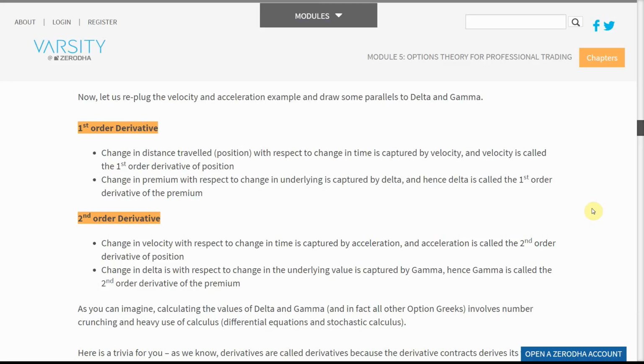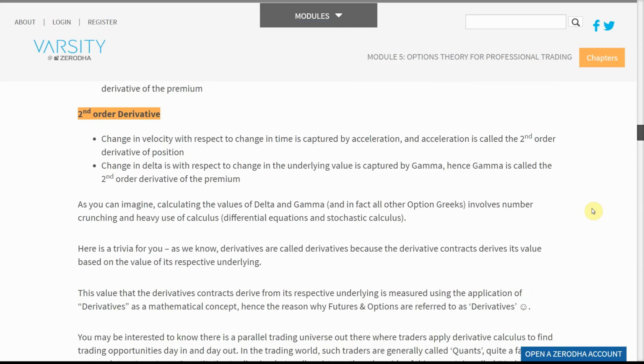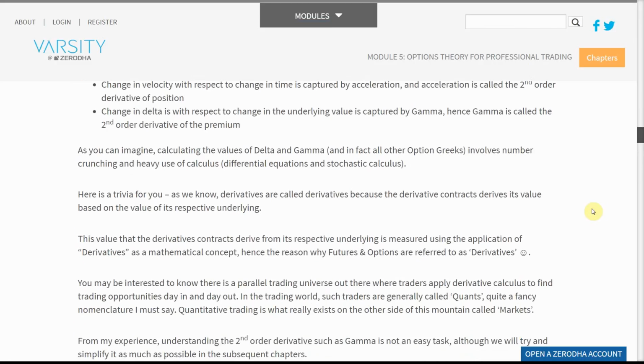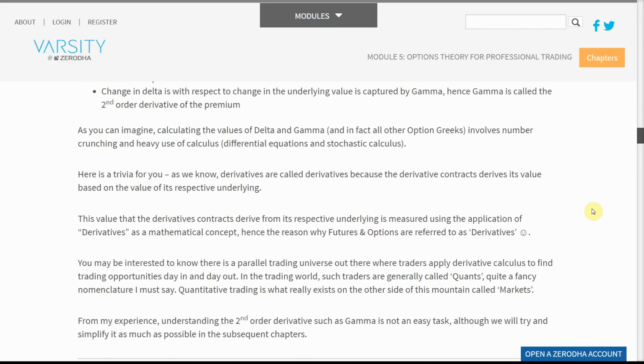Here is a trivia for you. As we know, derivatives are called derivatives because the derivative contract derives its value based on the value of its respective underlying. This value that the derivatives contract derives from its respective underlying is measured using the application of derivatives as a mathematical concept. Hence the reason why futures and options are referred to as derivatives.